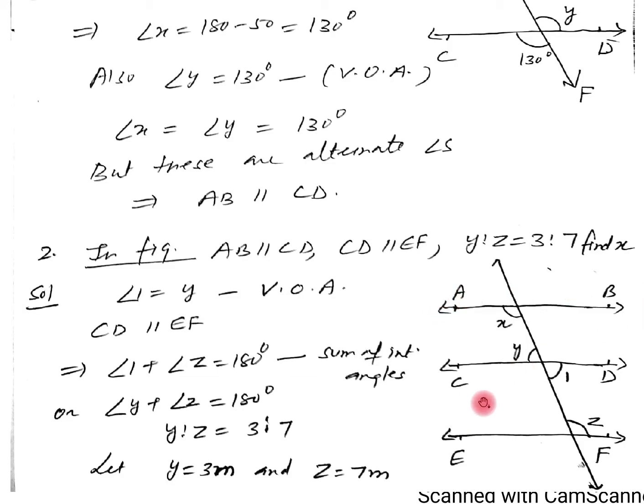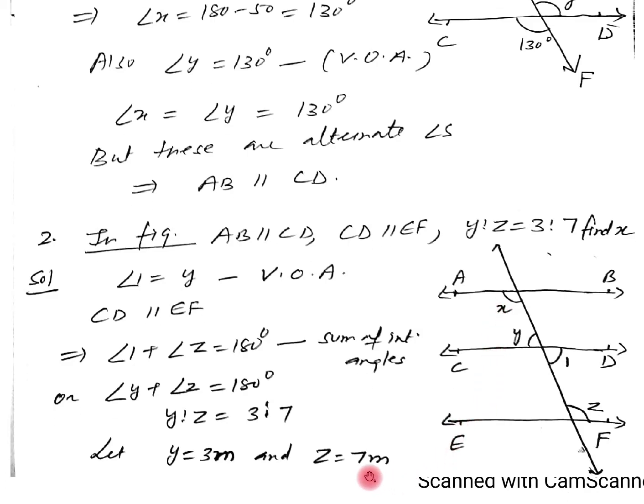Then you can find out the value of X. Or we can say AB parallel to CD, CD parallel to EF. This implies AB parallel to EF. So angle X equal to Z. These are alternate angles. Again we can find out the value of X. You can do by any method that is convenient for you.